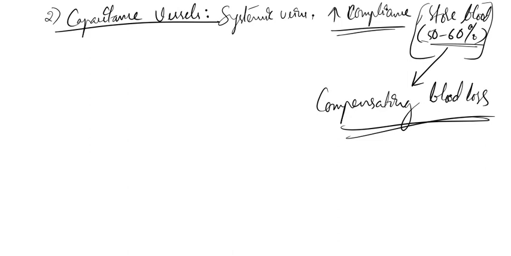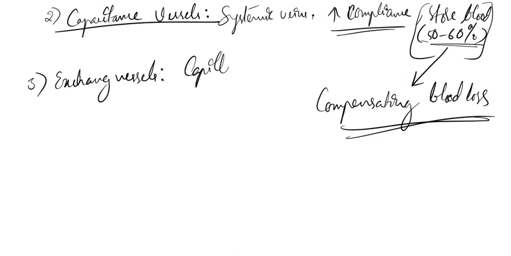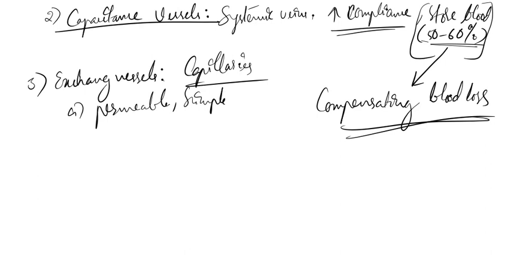Now the third type of vessels are exchange vessels. You can easily guess, what are examples for exchange vessels? Capillaries. Capillaries are the examples for exchange vessels. They have a feature of permeability and they are lined with simple squamous endothelial cells.